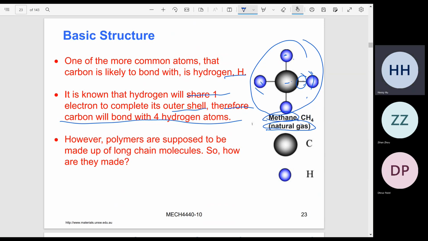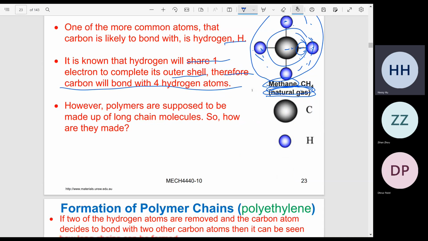This kind of structure is very light, because what is the atomic weight of the carbon? 12. Hydrogen is 1. And so it's very light, which is why this kind of material is a gas. But if somehow you use this structure and connect them together, getting rid of 2 hydrogens and connecting with the carbon over there, then the story will probably change.